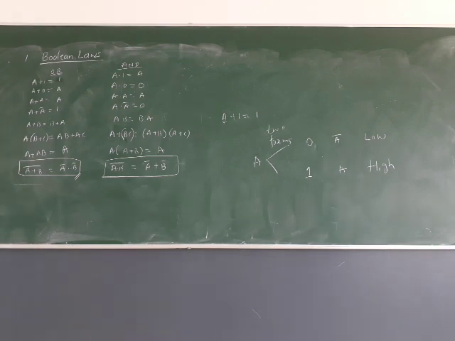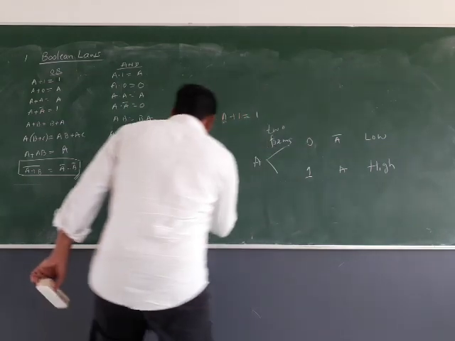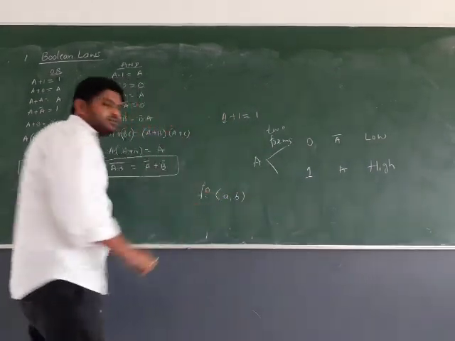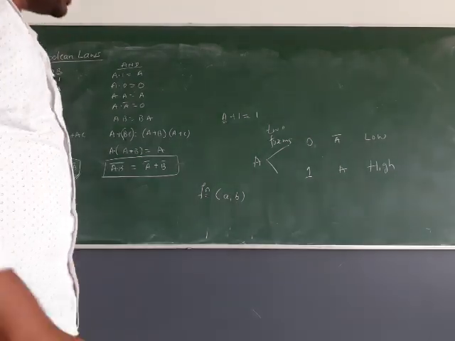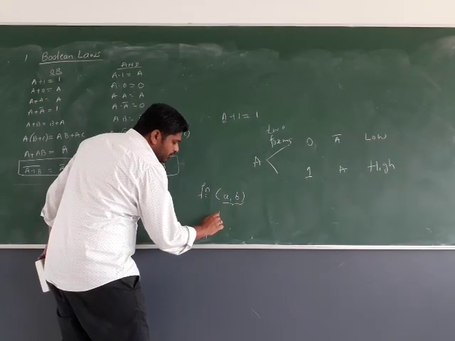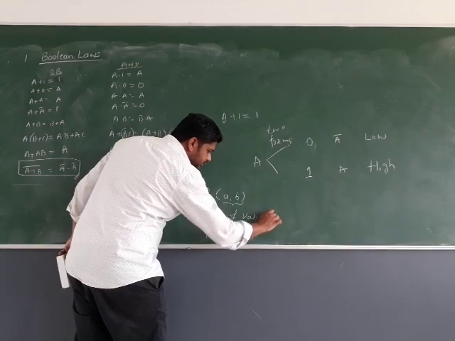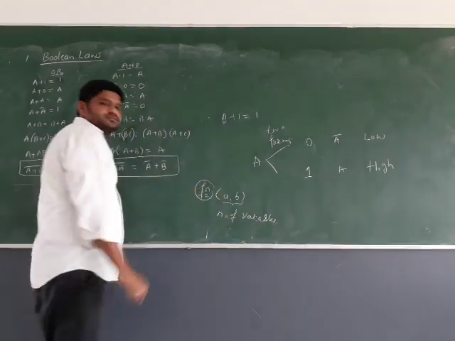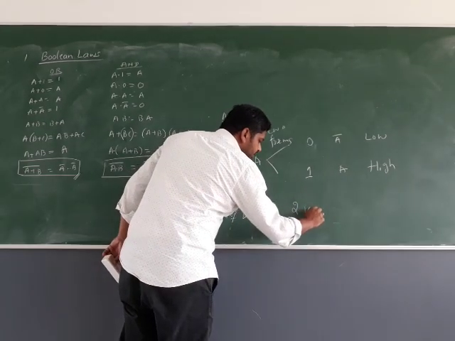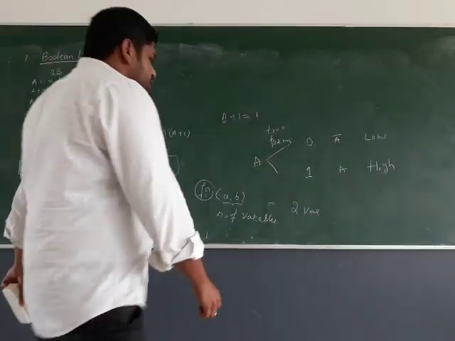Is it clear? Now, if a digital function is controlled by, let me take two variables, small letter a and small letter b. Please find out how many variables are in the given function. So there are two variables, those are a and b.